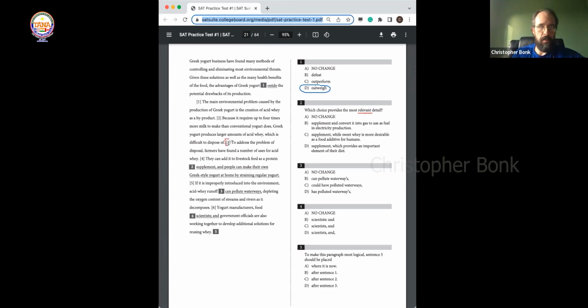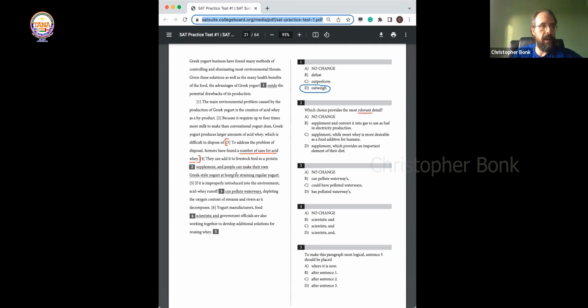So we actually start with the previous sentence: to address the problem of disposal, farmers have found a number of uses for acid whey. Here we bring in logical expectations. As a reader, what are you expecting to come next? That is a number of uses for acid whey. The following sentences, 5 does not talk about the uses. 6 just says there are going to be general additional solutions, but doesn't mention anything specifically. As a result, that means our sentence, the upcoming one, must detail 2 uses for acid whey.